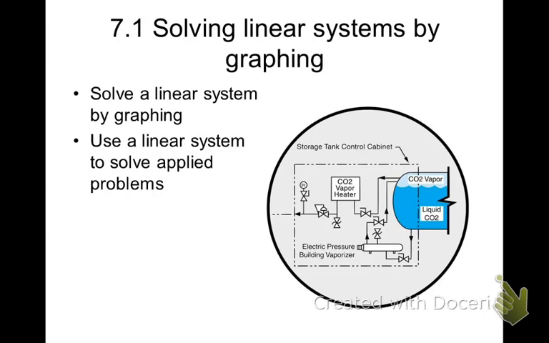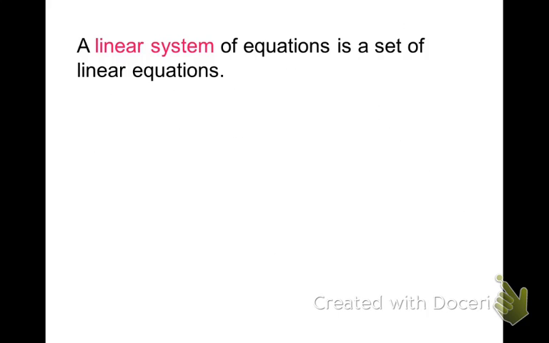Section 7.1 is on solving a linear system by graphing. So what we're going to do here is we're going to take a linear equation, we're going to graph it, and we're going to take another linear equation, we're going to graph it, and we're going to see, is there a point that makes both equations true at the same time?